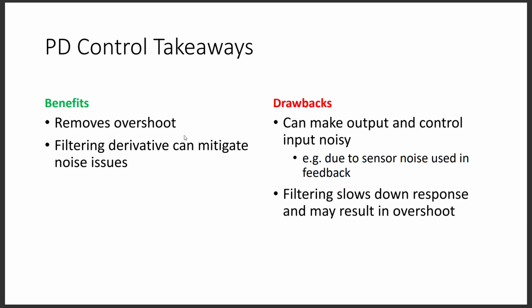Okay, so the takeaways from the PD control is that PD control removes overshoot. And if you have noisy behavior, PD controller can be used if you use a filter. The drawbacks is that it can make the output and control signal noisy. And if you use a filter to mitigate that, it slows down the response and it might lead to overshoot.